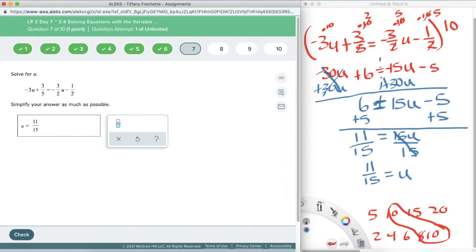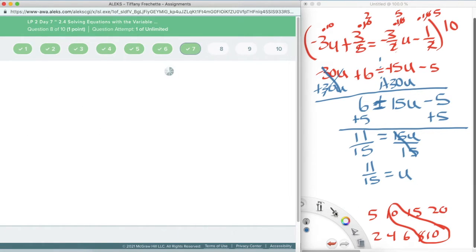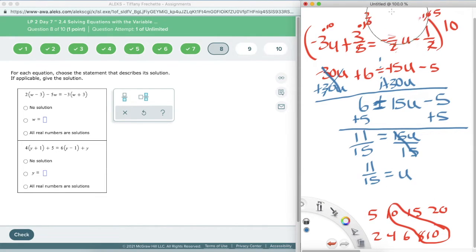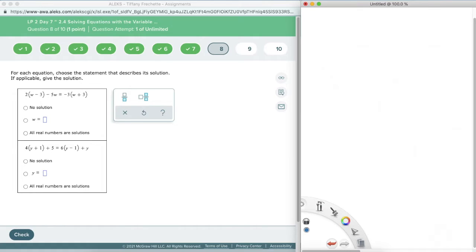So that guy should be good to go there. Yay! So definitely, I know the fractions can be a little intimidating there, but you can eliminate them. You can also go through and solve this using the fractions if you don't mind doing it that way. But most of my students prefer to get rid of that fraction if they can.